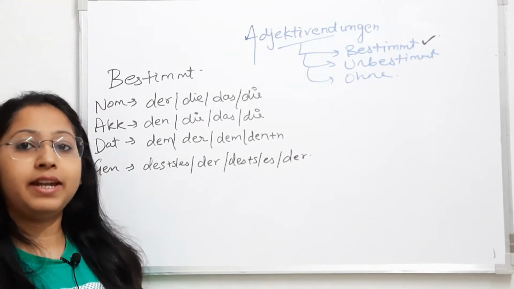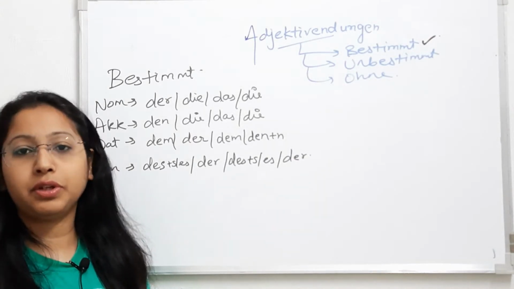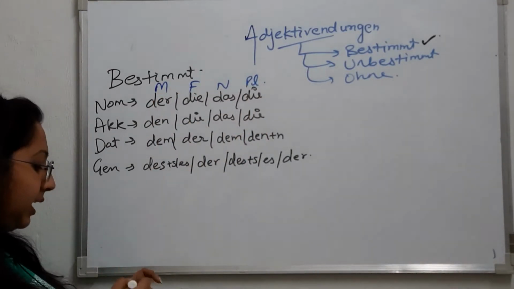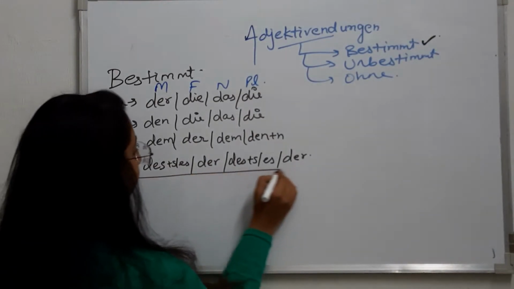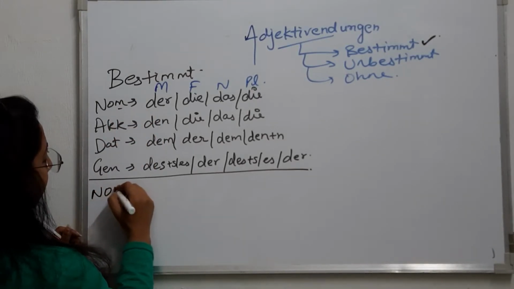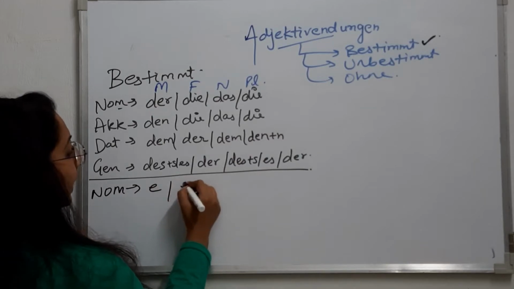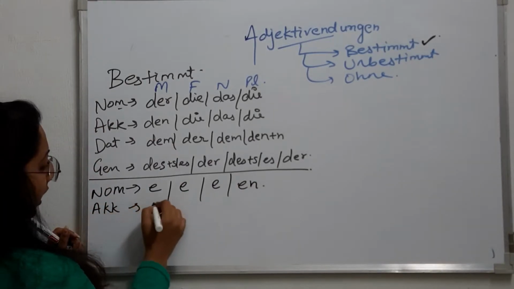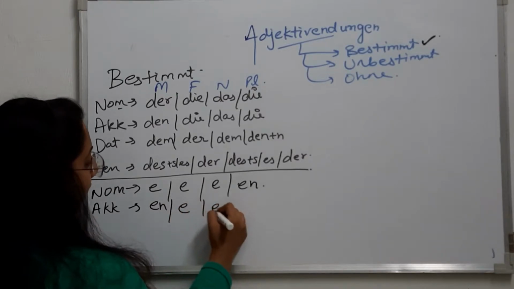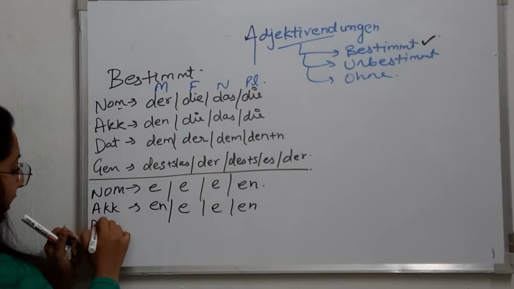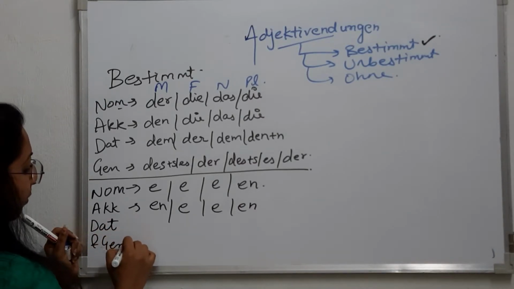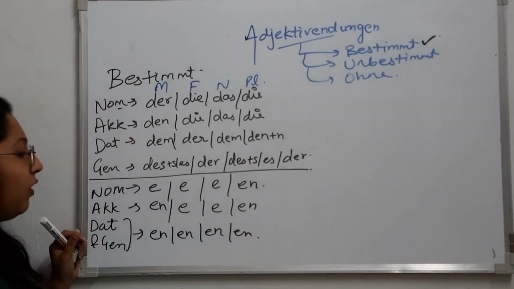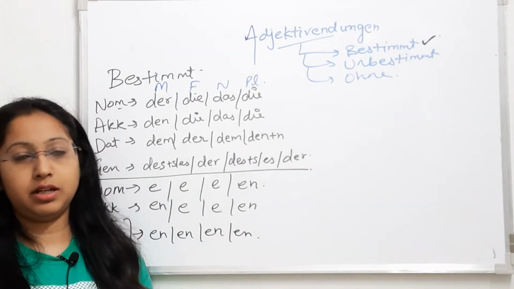These are the bestimmt articles, but we are learning Adjektivendungen. So let's see what adjective endings we have for masculine, feminine, neutral and plural. In the case of nominative, the endings go like e in masculine, e in feminine, e in neutral and en in plural. Accusative: en in the masculine, then e, e, and en in plural. Here we have a very easy thing: dative and genitive always come as en in all the cases. Here we have all the adjective endings of bestimmt articles.